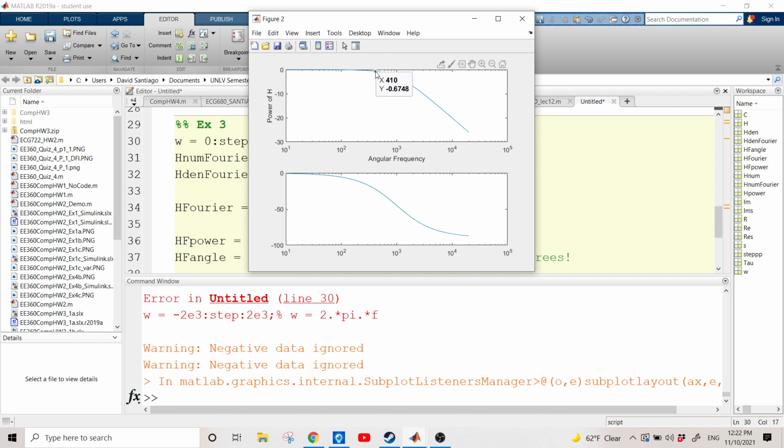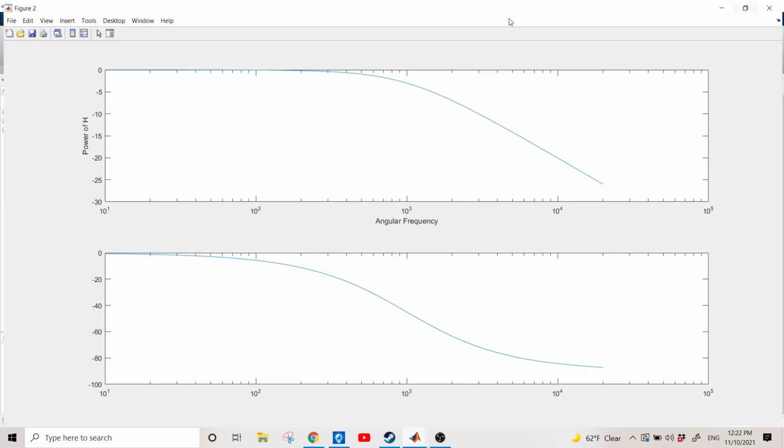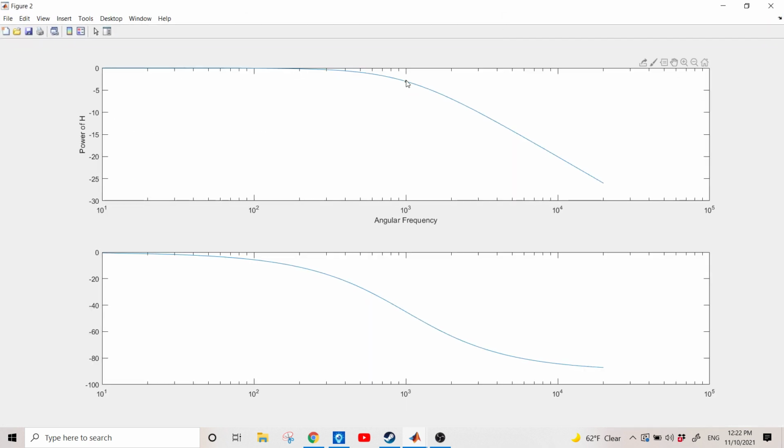So if you go to 1k, which is right here, let me just increase that size. Boom. See that? What's that? 3 dB. Cool, huh? Then let's go right here. Close enough. There we go. And what do we have for our phase of an RC circuit at the pole, for our bandwidth? Minus 45 degrees.